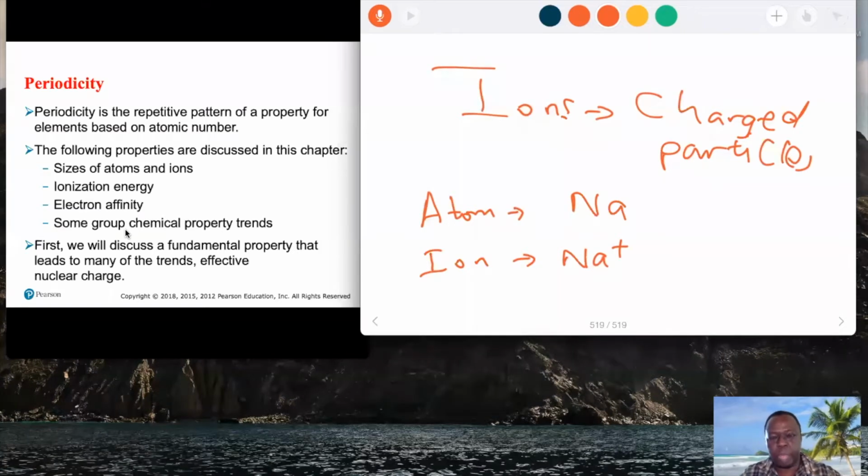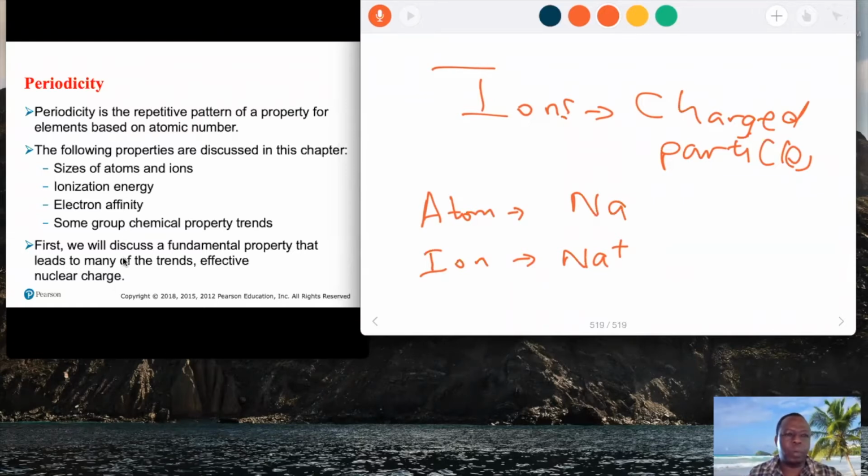You know what groups are, the vertical columns: group 1A, alkali metals, group 2A, alkaline earth metals, group 3A, group 4A, 5A, 6A, group 7A, halogens, and group 8A, noble gases. Those are the groups we will look at in chapter 7. These are the trends we will look at.